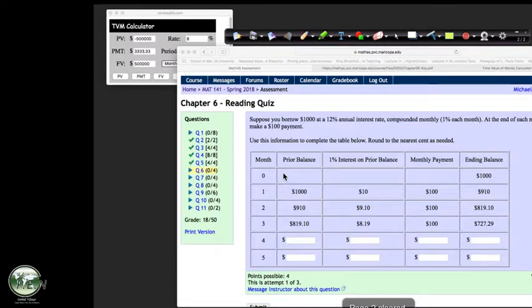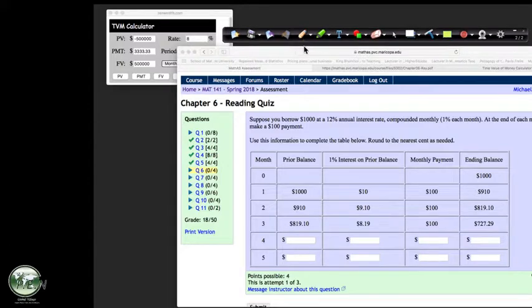Let's clear the screen. Okay, so they did a lot of the calculations up here, hopefully to show you. We're going to do 1% interest on the prior balance, and 1% is a month's worth of interest. So it's actually 12% a year, and what they did is they took 12% divided by 12 months. That's how they get 1%.